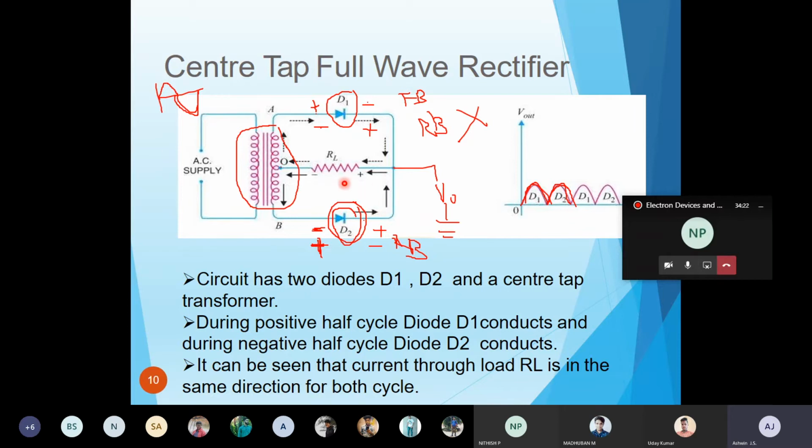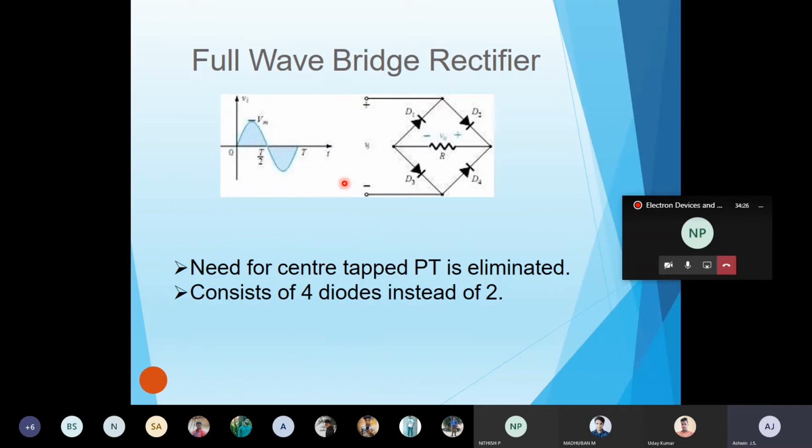Okay, so this is your full wave rectifier using 2 diodes, and for the bridge rectifier I am using 4 diodes. During the positive cycle, here it will be positive and here it will be at a lower magnitude level, so D2 will conduct, and similarly D3, which is parallel to that, will conduct. Why? Because here the cathode is connected to a lower voltage.